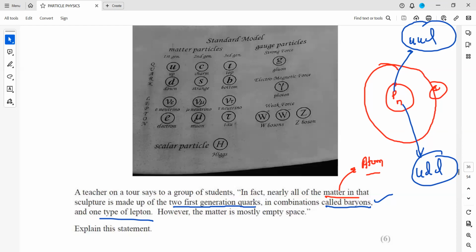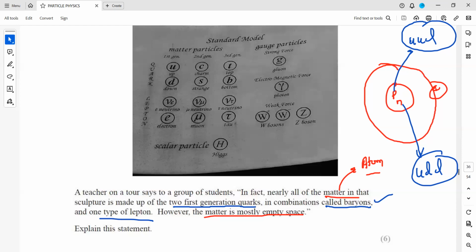So the points you will mention, and mainly why, as I mentioned, the last part of the statement, that the matter is mostly empty space. So a major portion of an atom is empty, as we know from the Rutherford experiment. Most part of an atom is empty. That's why in the alpha particle scattering experiment, most of the particles were able to pass through the gold foil.